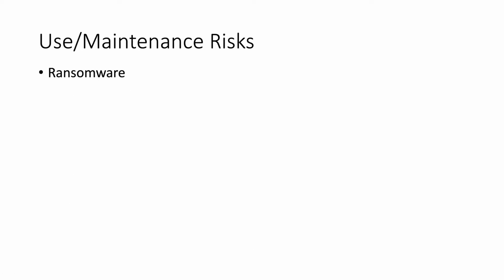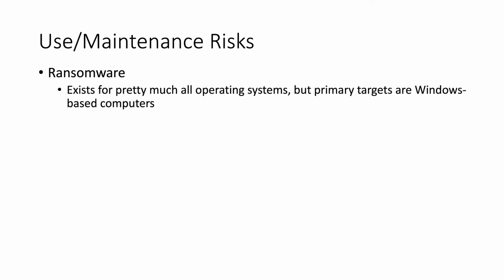Another risk during this phase is ransomware. Ransomware is malware that encrypts a hard drive. And it exists for pretty much all operating systems, including smartphone operating systems, although there's an asterisk by the iPhone, because everything I've seen in terms of ransomware for the iPhone has been more scareware rather than actual ransomware. But primary targets are Windows-based computers.